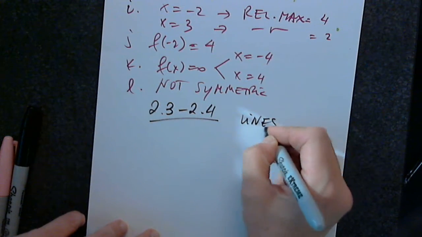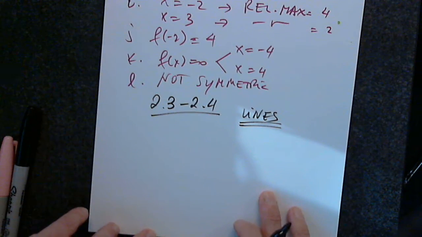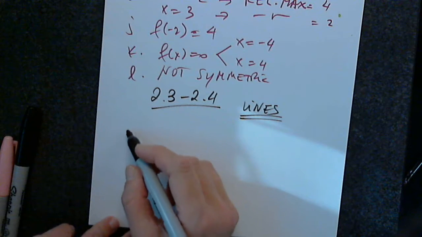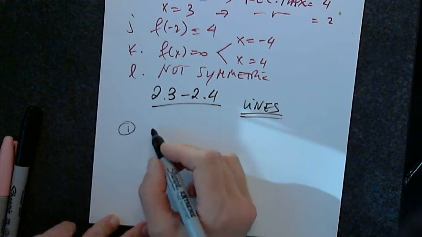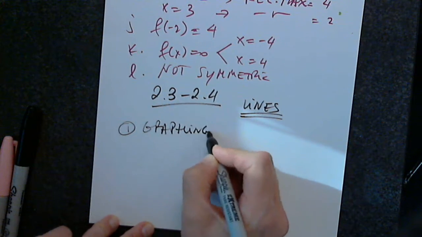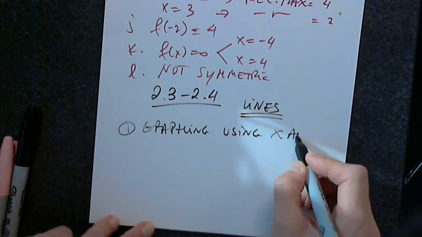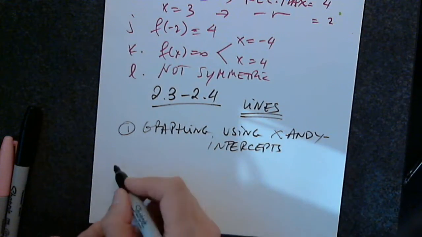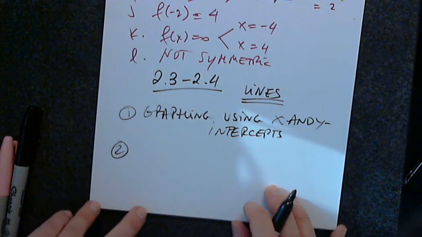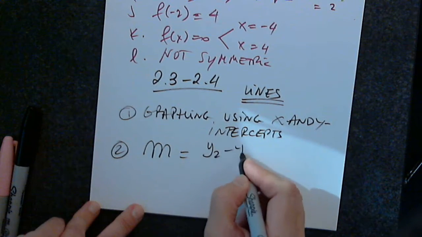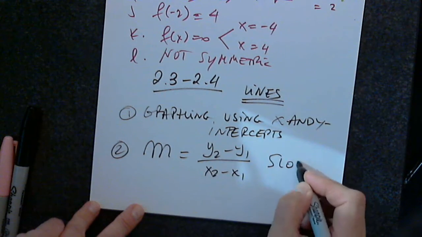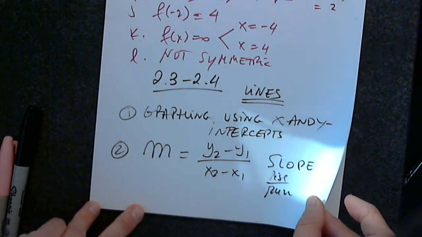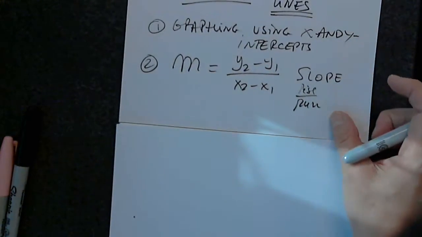So here we'll talk about lines. So let's look at a quick review. One thing that I would like to review with you is graphing using x and y-intercepts. Then I would like to go over the equation of the slope, which is y2 minus y1 over x2 minus x1, slope, rise over run. That's the steepness of the line. Nothing here is new. I'm just listing things that you already know.